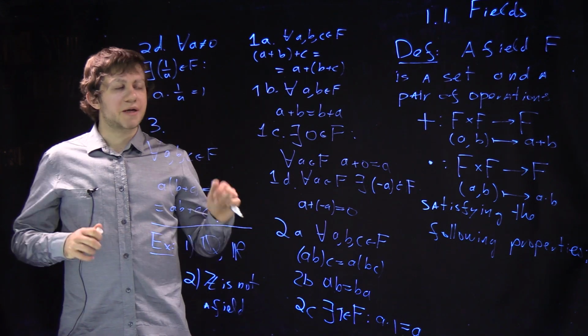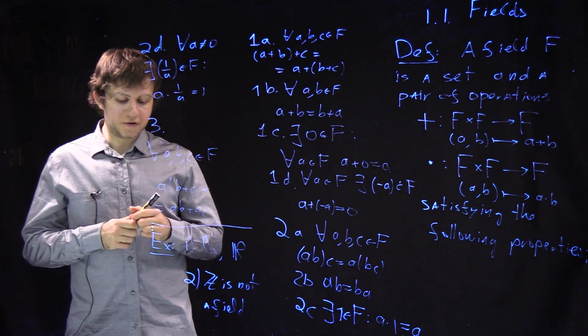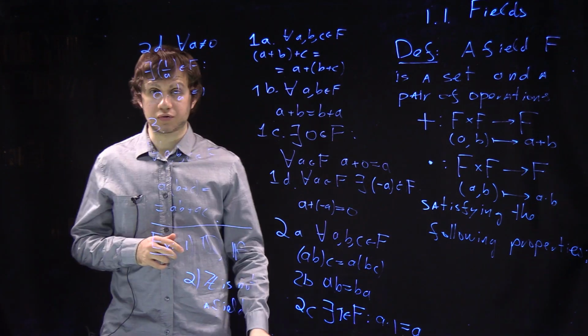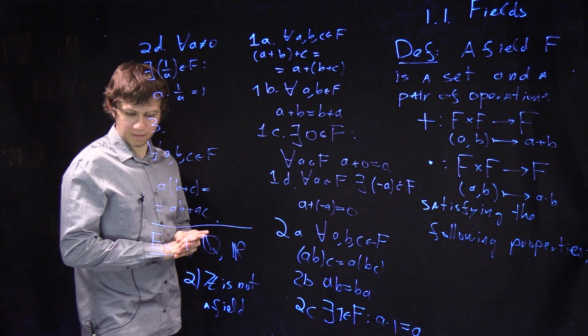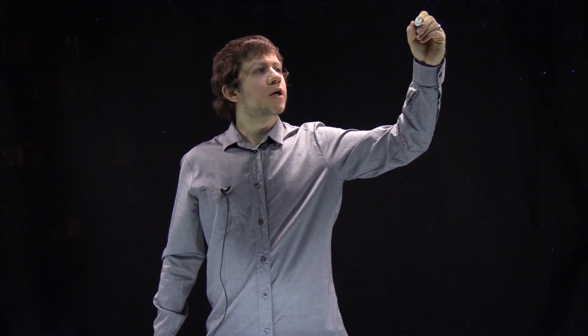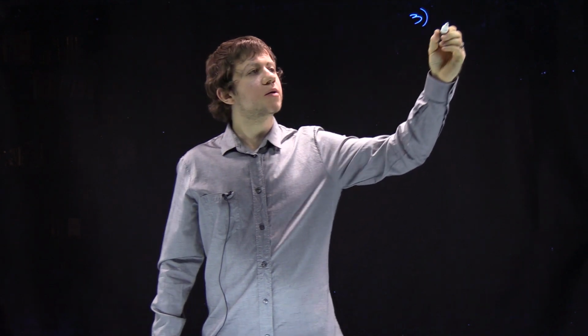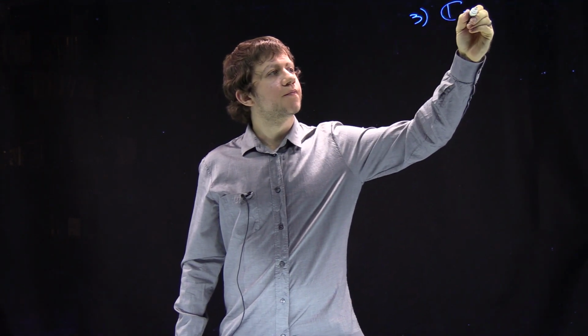Okay, so now let's make a few examples of fields which are more interesting. So the third example is one of the most important examples of fields which are not rational numbers, not real numbers: complex numbers.